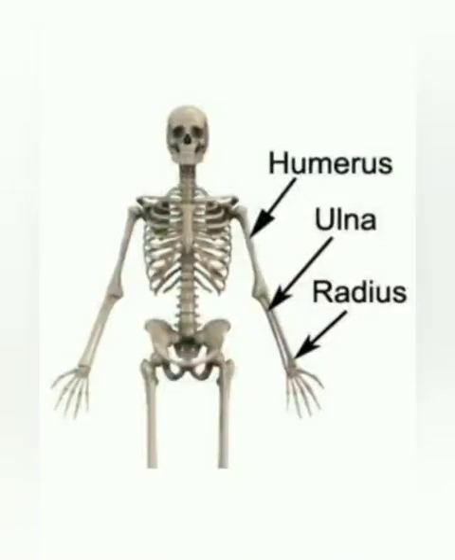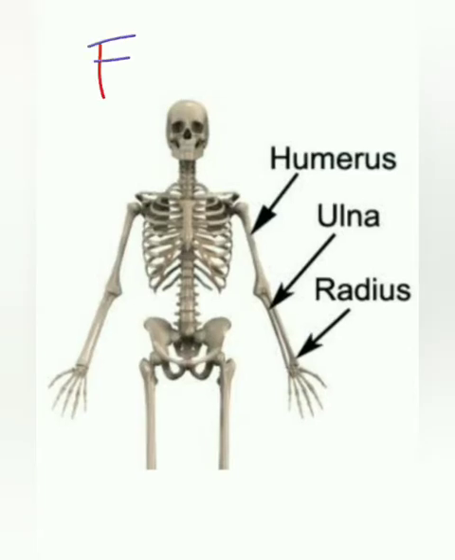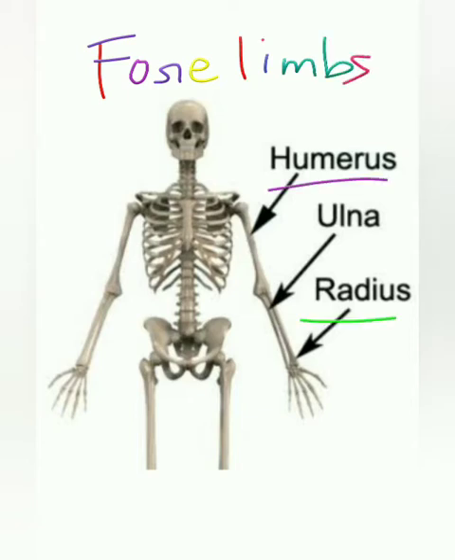So we are doing chapter number 1, the human anatomy and physiology, and this is your second video. In the last video, we have studied up to thorax, that is ribs and sternum, and today we are starting from forelimbs. So, forelimbs consists of humerus, radius, ulna, carpals, metacarpals, and phalanges.